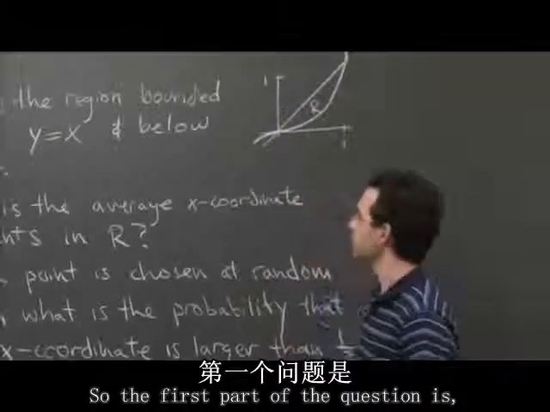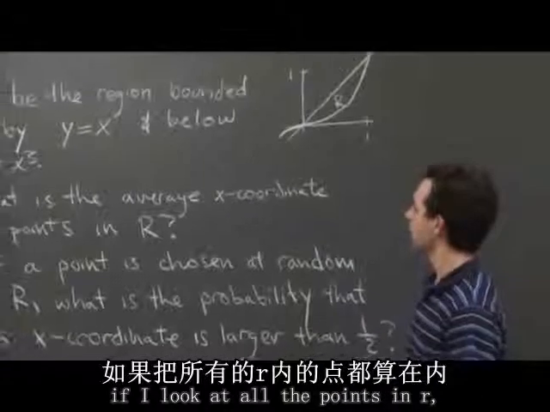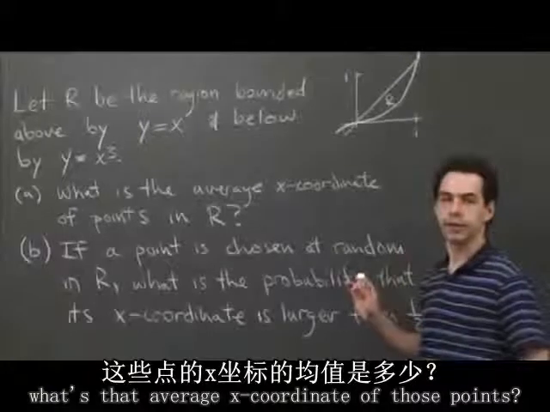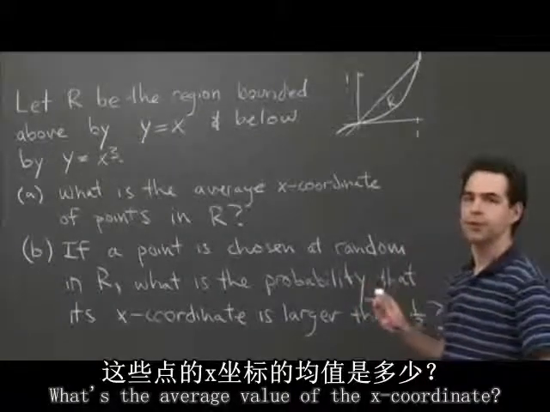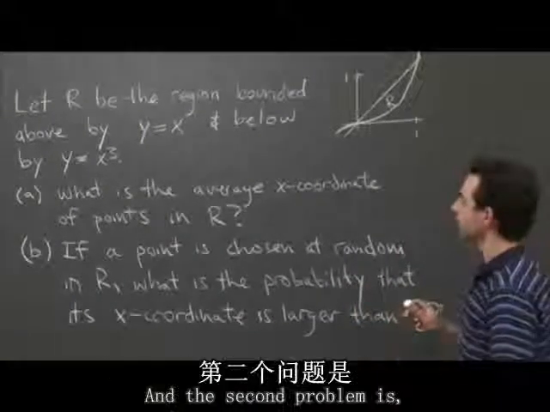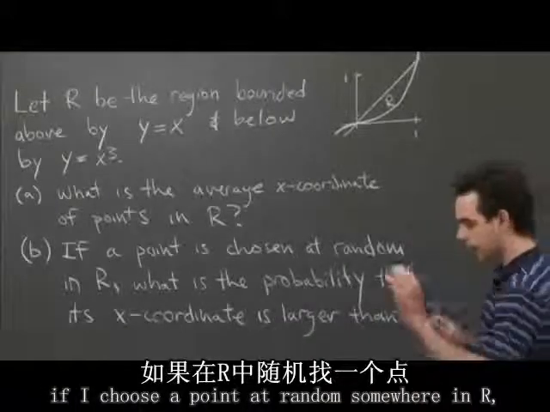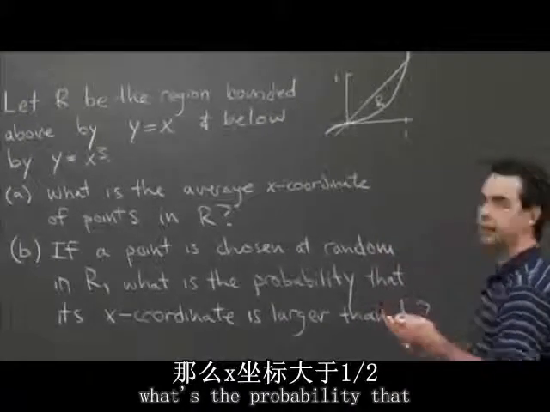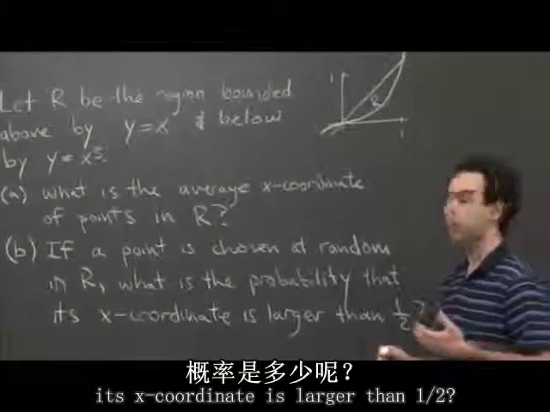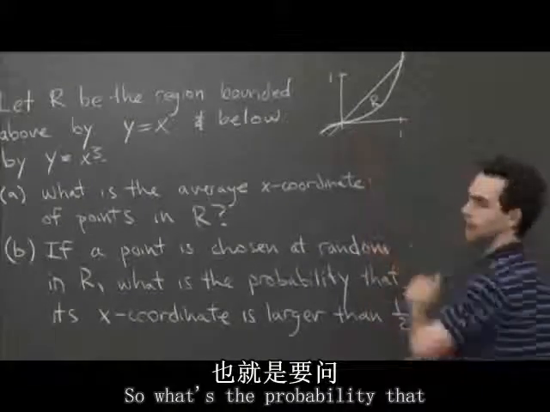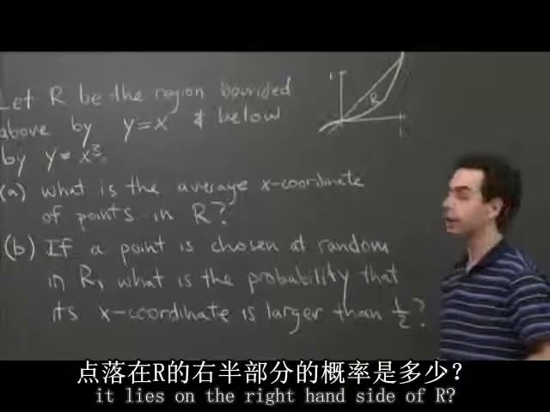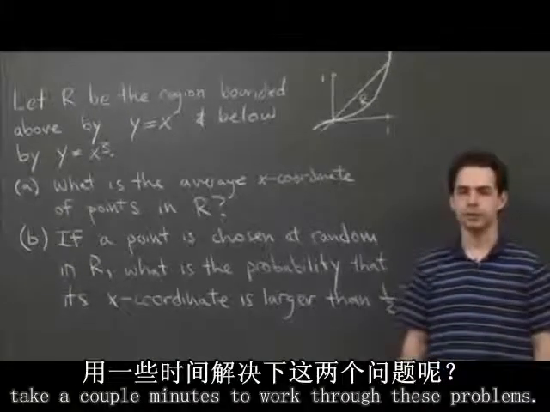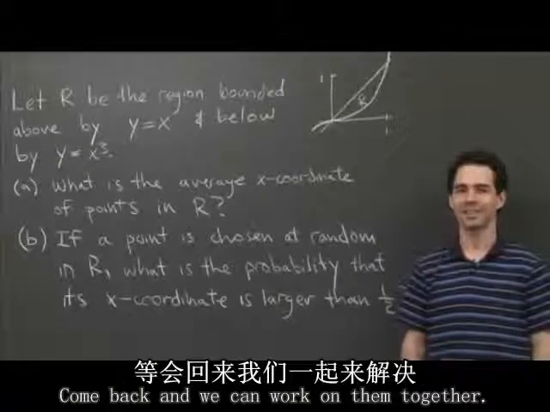So the first part of the question is, if I look at all the points in R, what's the average x-coordinate of those points? What's the average value of the x-coordinate? And the second problem is, if I choose a point at random somewhere in R, what's the probability that its x-coordinate is larger than 1/2? So what's the probability that it lies on the right-hand side of R? So why don't you pause the video, take a couple minutes to work through these problems, come back, and we can work on them together.